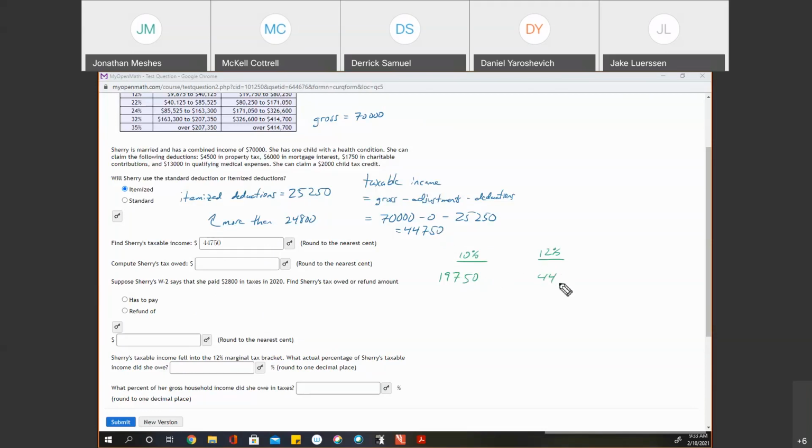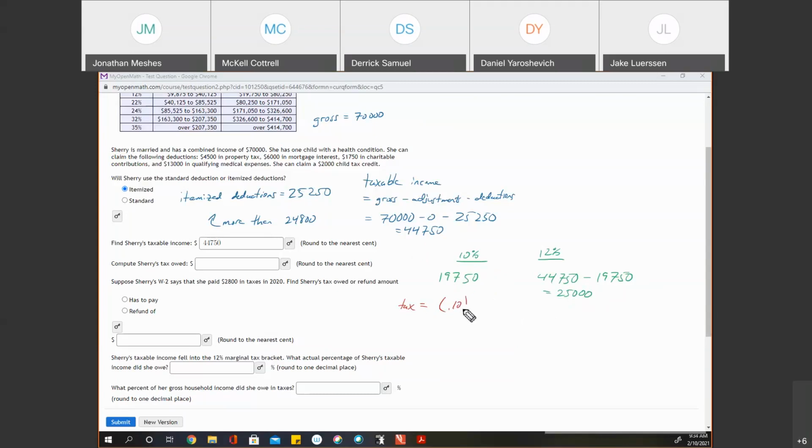So if I subtract, I will get how much of her taxable income goes into that 12% bracket. In this case, I have 19,750 in the 10% bracket, which is full, and the remaining 25,000 in the 12% bracket. And again, if you add those two up, they add up to her taxable income. So we've just taken the taxable income and split it so that we fill up the 10% and put the remainder into the 12%. Okay. So now we compute the tax.